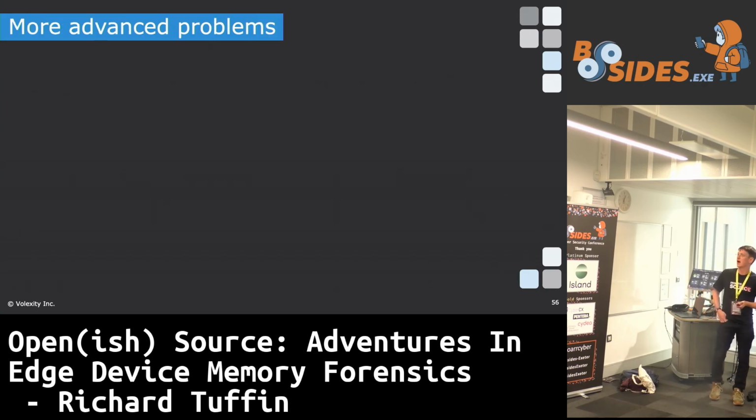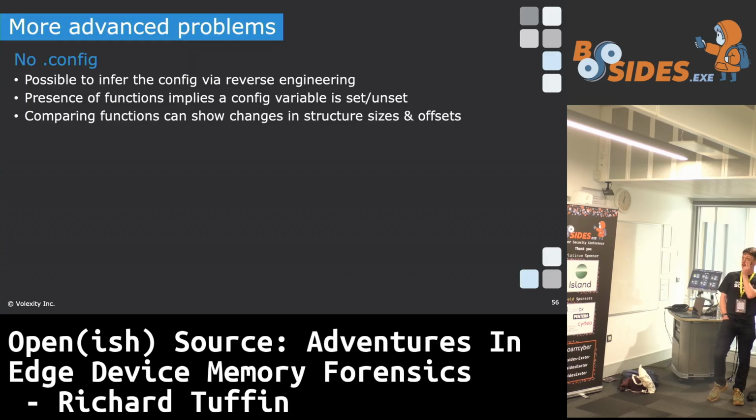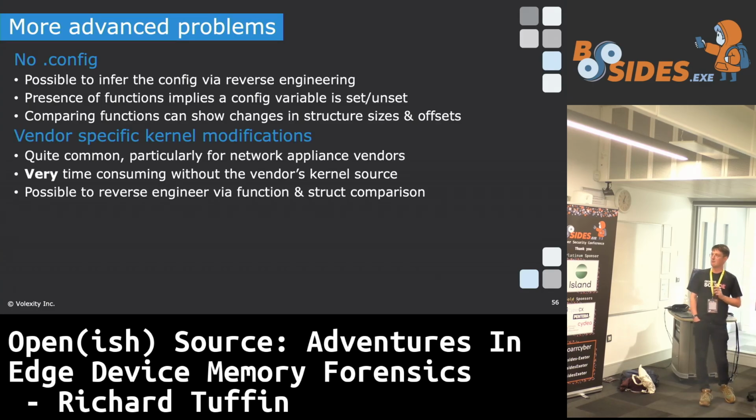I've got a couple of minutes, so there are a few more advanced problems. If you don't have a config, it is possible to infer it via reverse engineering. Linux kernel flags will turn particular functions off so they don't get included, so you can tell whether a particular flag is on or off by whether those functions exist. You can also start digging down into functions and ask, is it accessing this data structure or not? Oh, okay, that must mean that config flag is there or not. It takes a long time.